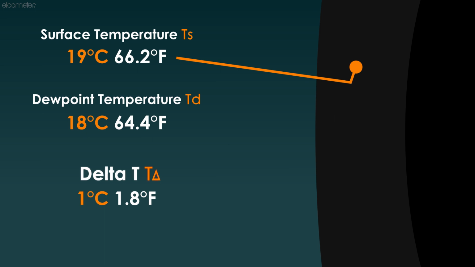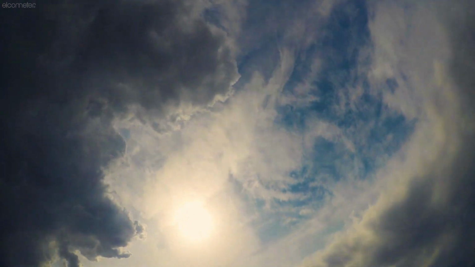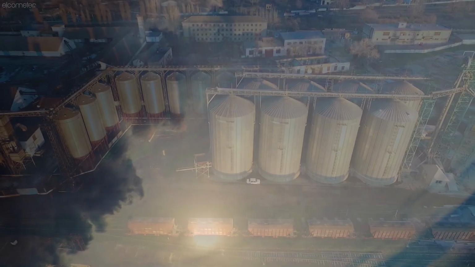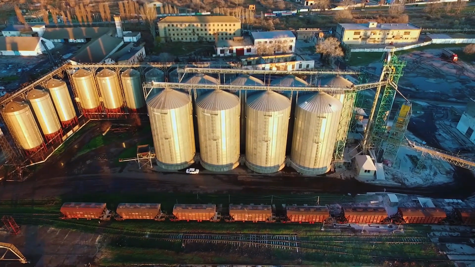That's why the delta T is the primary climate parameter within the coatings industry, as it tells you the difference between the surface temperature and the dew point temperature. It's generally accepted within the industry that the delta T should be at least 3 degrees Celsius or 5 degrees Fahrenheit or higher for the coating to be applied. And don't forget, the structure you're painting may have the sun on one side and be in shade on the other, meaning the climatic conditions, and ultimately the delta T, will vary in different areas of the surface being painted.